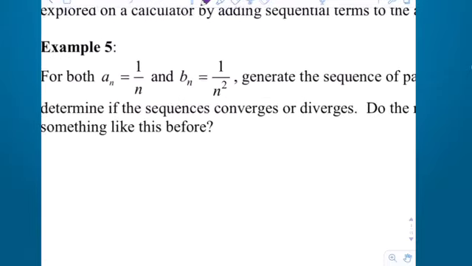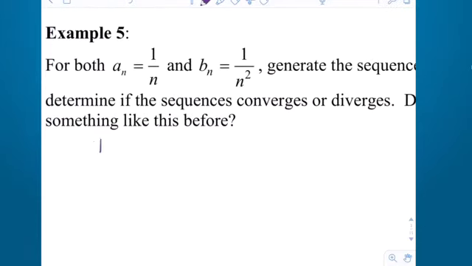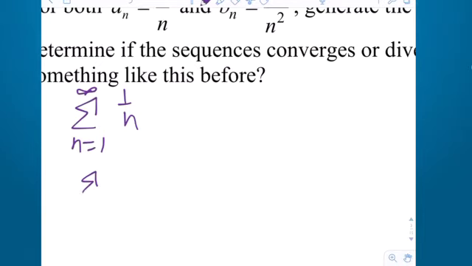Here's what I really want to know. The sum from n equals 1 to infinity of 1 over n, and the sum from n equals 1 to infinity of 1 over n squared. I want to see if the sum of the terms converge or diverge. Now let's look at the sequences themselves, 1 over n and 1 over n squared. Both of those, as n goes to infinity, they both go to what? They both go to 0. So both of the sequences converge.